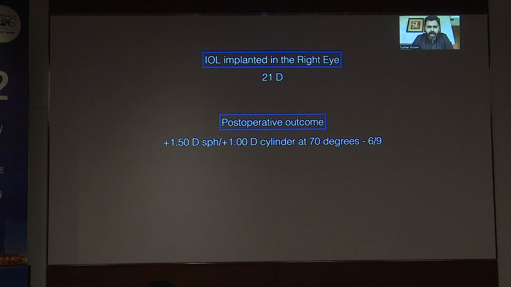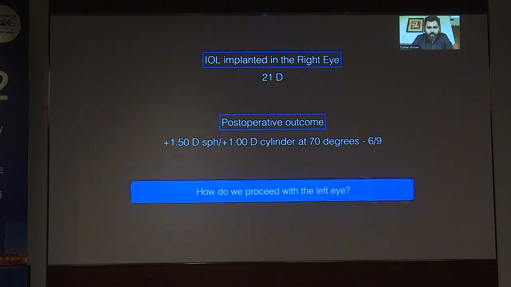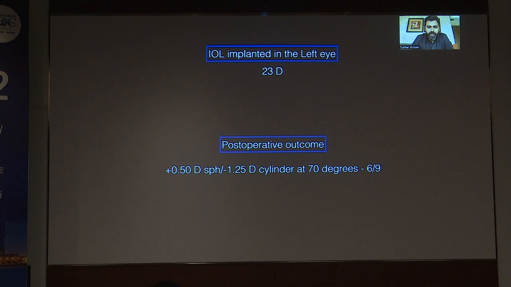So here we did have a little bit of hyperopia, but the patient was reasonably satisfied. And then we had to go for the left eye, and I tried to aim for a lower residual refractive error. So I went for 23 diopters. In this case, there was about 0.5 diopter sphere left. So all in all, reasonably good outcome, but it's always difficult to predict this, and this could have gone wrong as well.